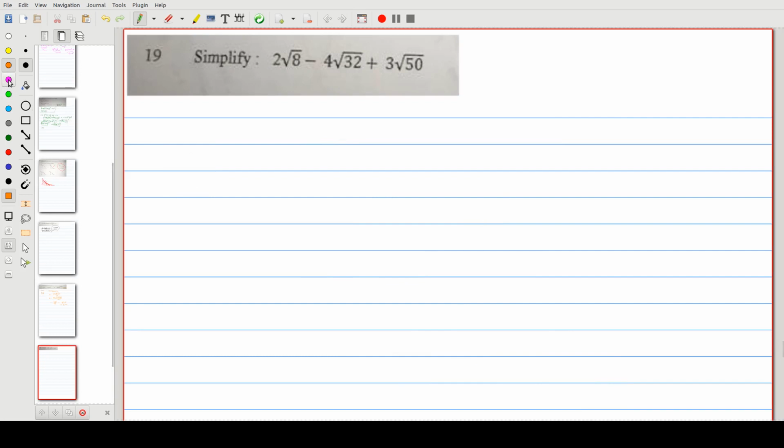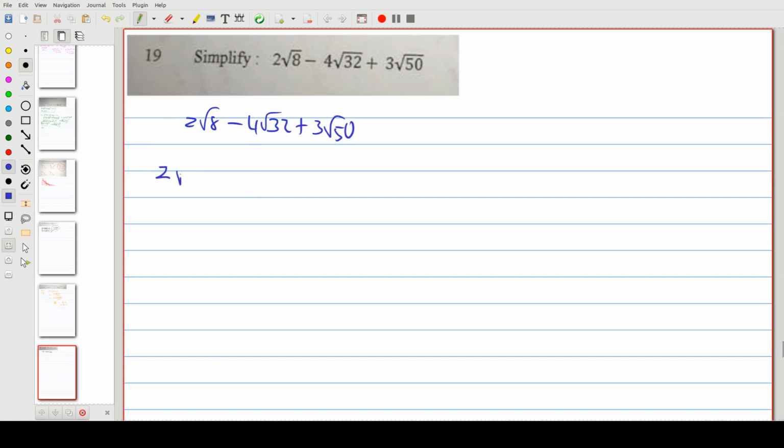Alright, second last question. So we have, let's do a blue one. Simplify this. Okay, so we've got 2 root 8 minus 4 root 32 plus 3 root 50. And here is where prime factors come to the rescue.